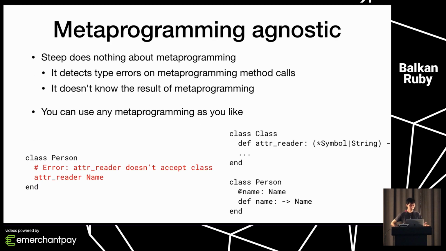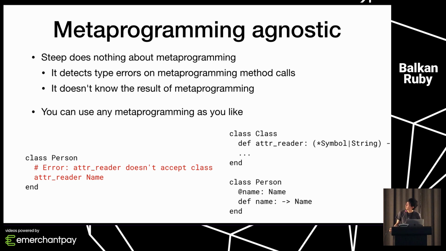An important feature of Steep is that it's metaprogramming agnostic. It means that Steep does nothing about metaprogramming. Most metaprogramming in Ruby is done by method calls, like attr_reader, include, private, or that kind of thing. So Steep doesn't know how the metaprogramming will result, but it detects some type errors on metaprogramming method calls.